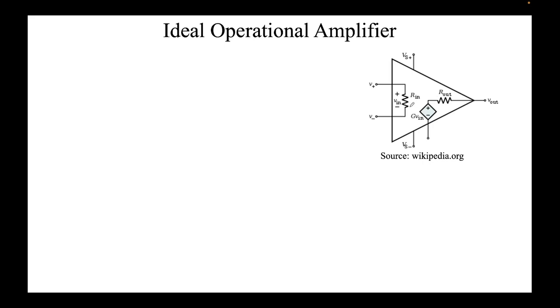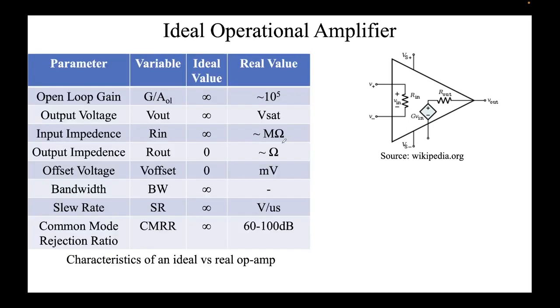We saw this in the last class. Ideally Rin should be infinity, Rout should be 0, and this is what we discussed in the table. Rin should ideally be infinity; in reality it's some mega ohms. Output impedance, as we denote it Rout, should be 0; usually it's a few ohms or milliohms. Bandwidth we'll see in the next class.